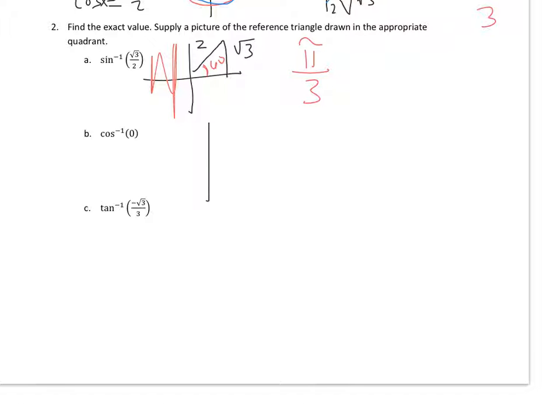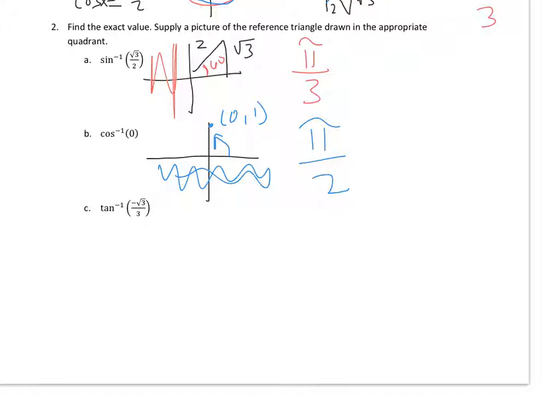Cosine. Cosine is either in the first or second quadrant, so I now can cross those out. Cosine is always going to be with your x. X is 0. So this is the spot where x is 0 and y is actually 1. So this spot, that angle right there, is pi over 2.